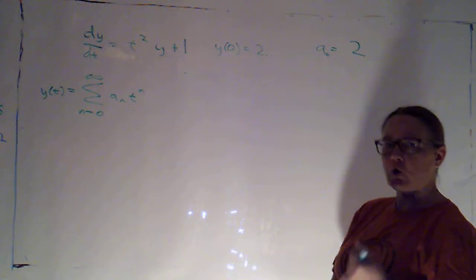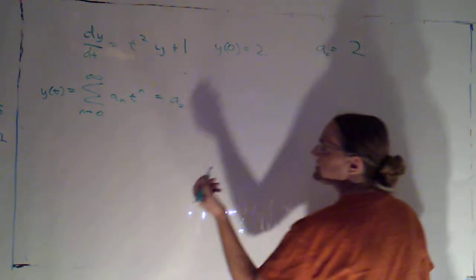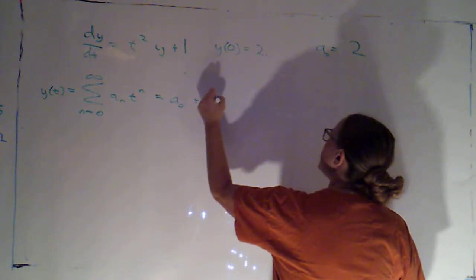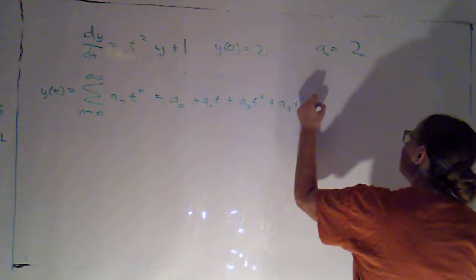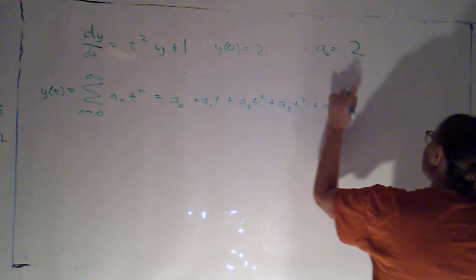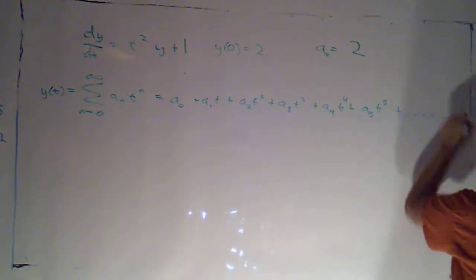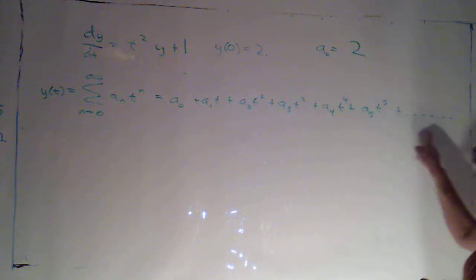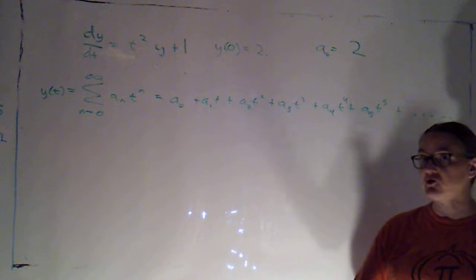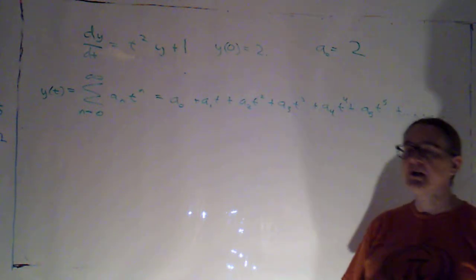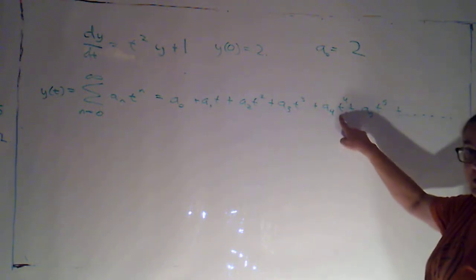And generally when I'm working with these things, I find it simpler to write it out term by term. So that's going to be a naught plus a1 t plus a2 t squared plus a3 t cubed plus a4 t to the fourth plus a5 t to the fifth plus dot, dot, dot. Now I'm hoping that's enough terms for me to notice a general pattern so that I can describe what's happening overall.